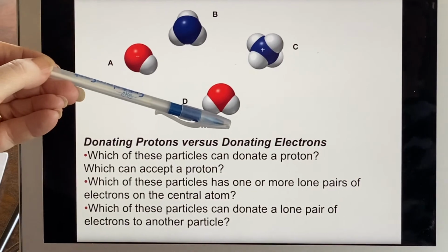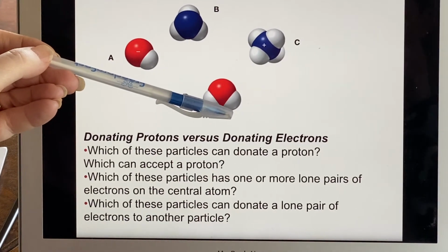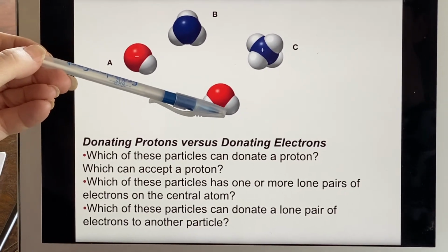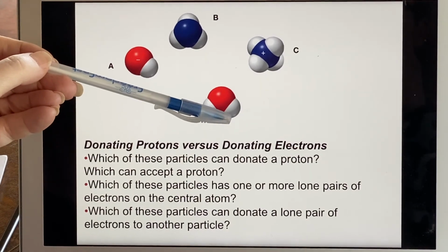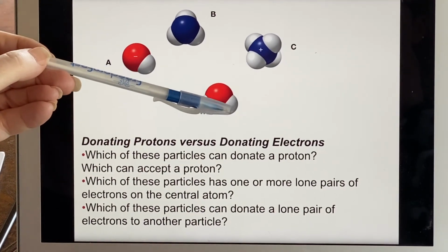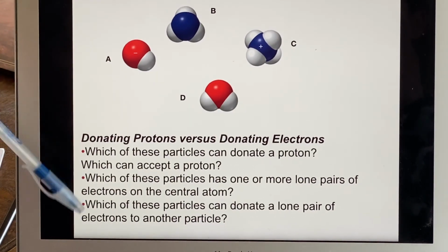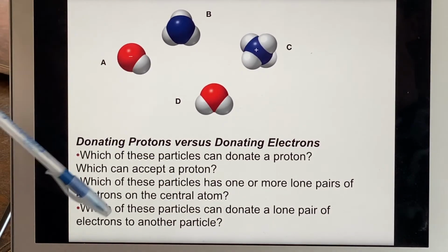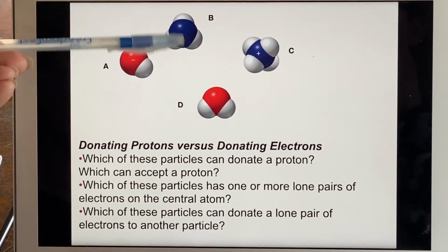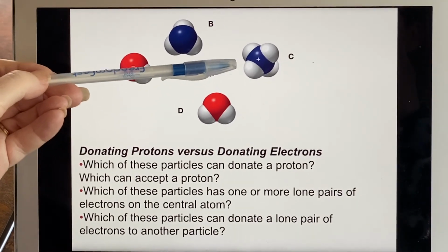And once he did that, it got us away from having to do everything in aqueous solution, because lots of things can donate or accept a pair of electrons without having anything to do with water. So when you look and say, what can donate a lone pair of electrons? Well, all 3 of these can. This doesn't have any lone pairs, so it cannot.